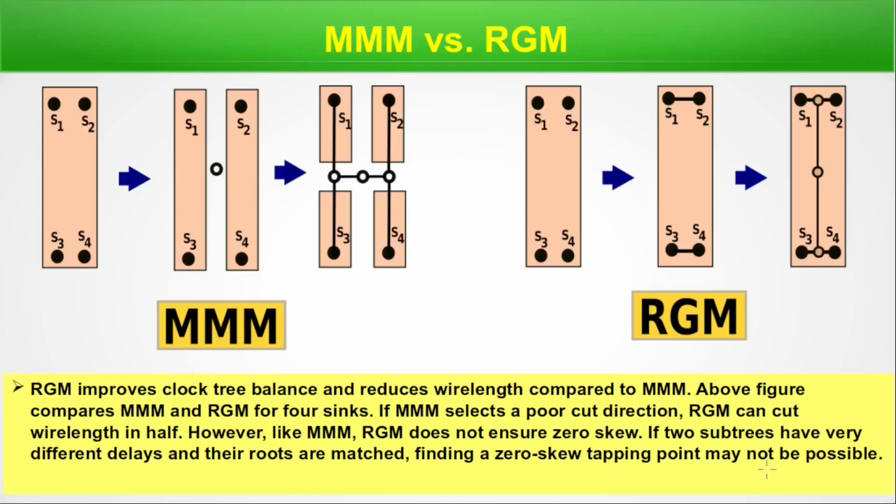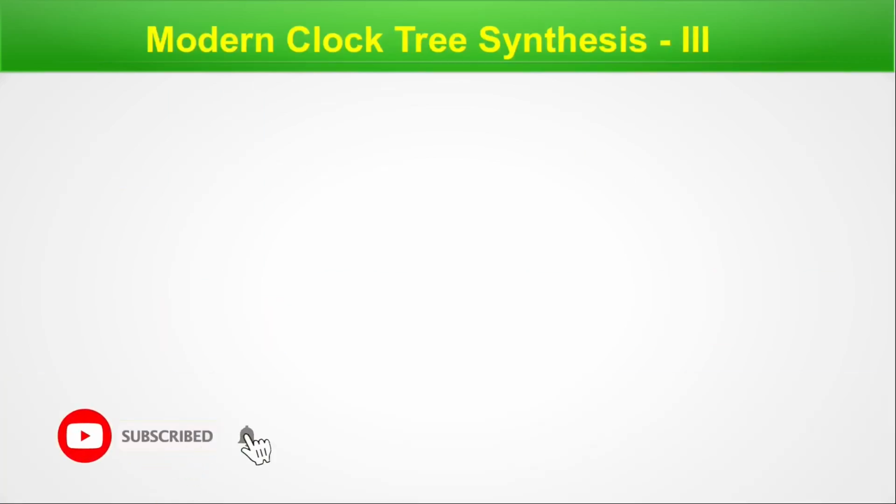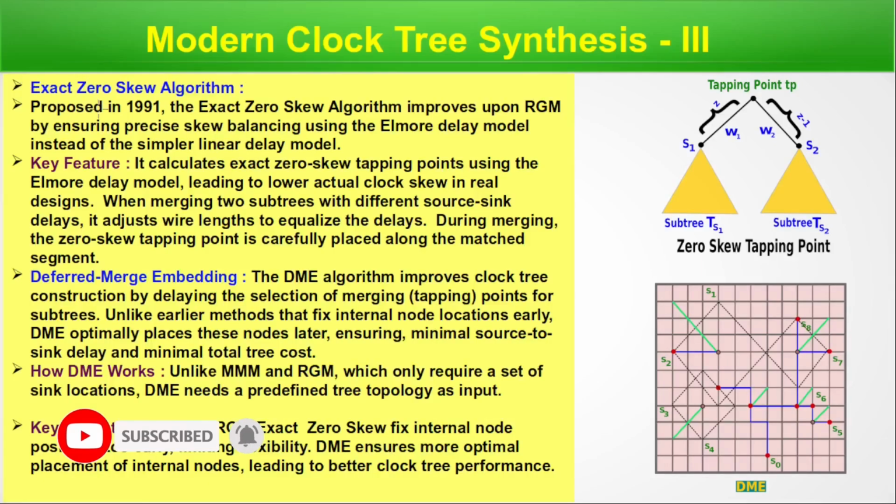We will move to modern clock tree synthesis. This is the third slide on the same topic: the exact zero skew algorithm and deferred merge embedding. These are two different algorithms. Proposed in 1991, the exact zero skew algorithm improves upon RGM by ensuring precise skew balancing using the Elmore delay model instead of the simpler linear model. Key feature: it calculates the exact zero skew tapping point using the Elmore delay model, leading to lower actual clock skew in real designs. When merging two subtrees with different sink delays, it adjusts wire length to equalize the delays. During merging, the zero skew tapping point is carefully placed along the matched segment.